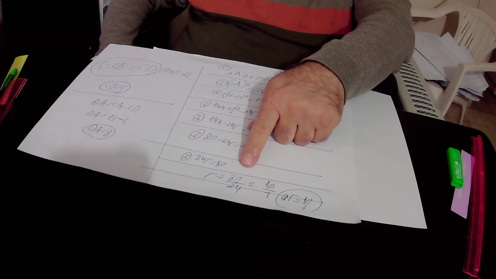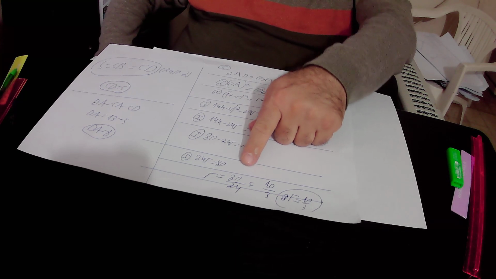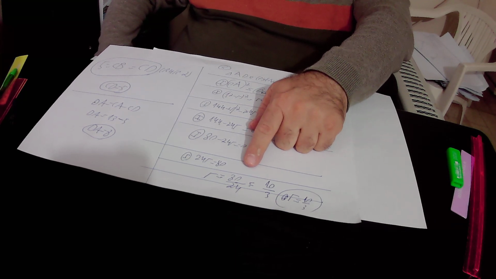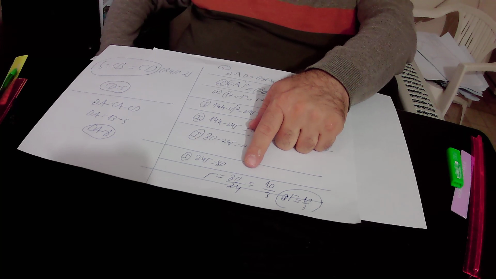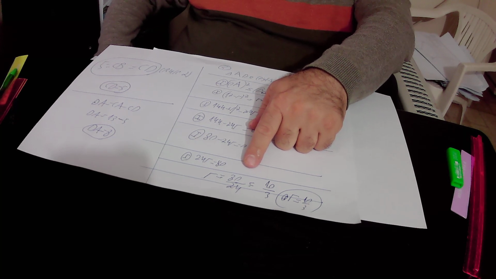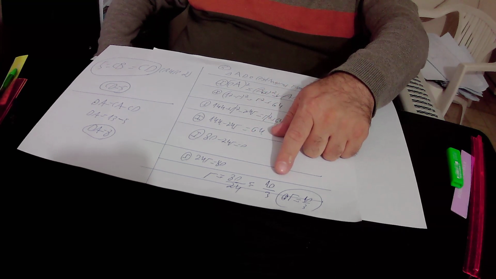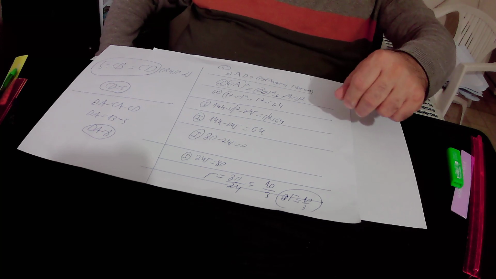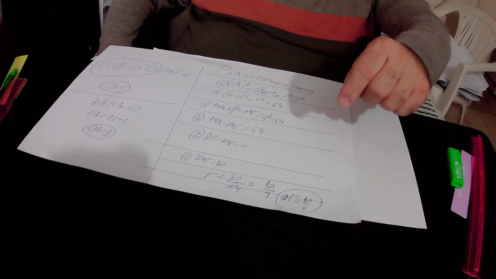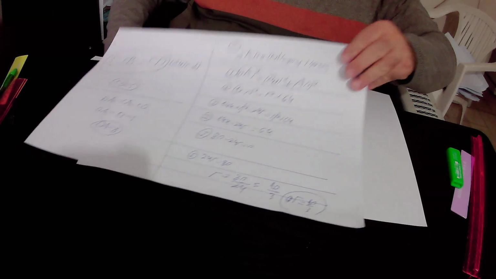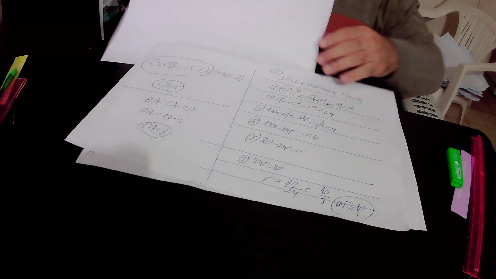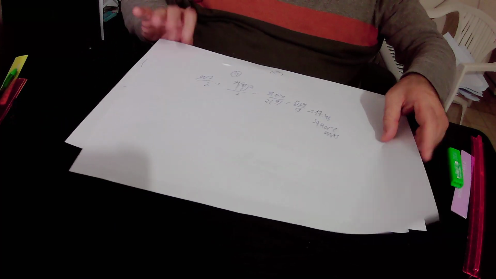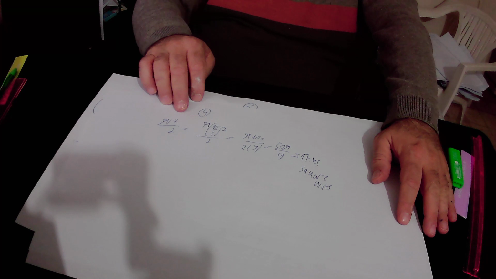80 over 24. Here we divided both the numerator and the denominator of this number by 8, and we got that 80 over 8 is 10, and 24 over 8 is 3. So in conclusion, we found out that the radius of the semicircle equals 10 over 3 units, and therefore the area of the semicircle equals pi R squared over 2.